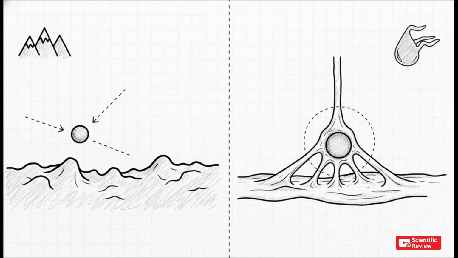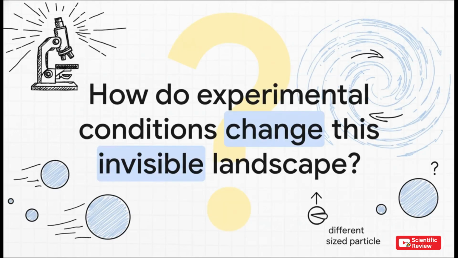First, heterogeneity, which you can just think of as the bumpiness of the surface it's moving on. And second, viscoelasticity, which is like the stickiness of the liquid, a kind of caging effect that can trap the particle for a moment. This brand new understanding let researchers ask a really critical question. What happens to this invisible landscape if we start changing the experimental conditions? For instance, what if we crank up the intensity of the microscope's electron beam? Or what if we use a different sized particle?